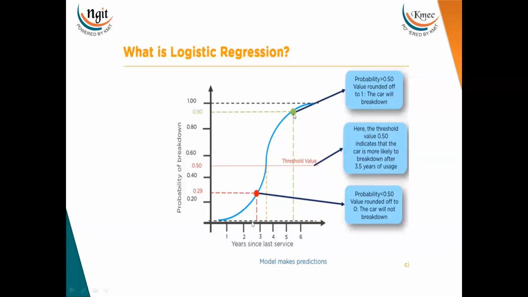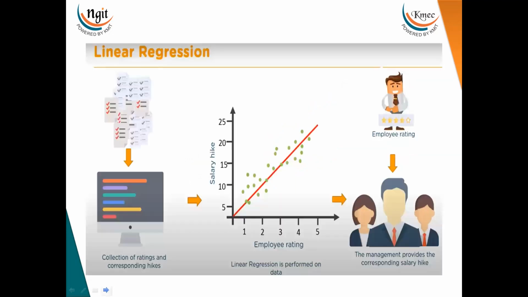So there is a high probability that the car will break down. As the number of years increases, there is a high chance that your car will break down without service. So with the help of logistic regression, I'm trying to find out whether the car will break down or not. We'll take another example for a better understanding of the difference between linear regression and logistic regression, because people always confuse linear regression and logistic regression.